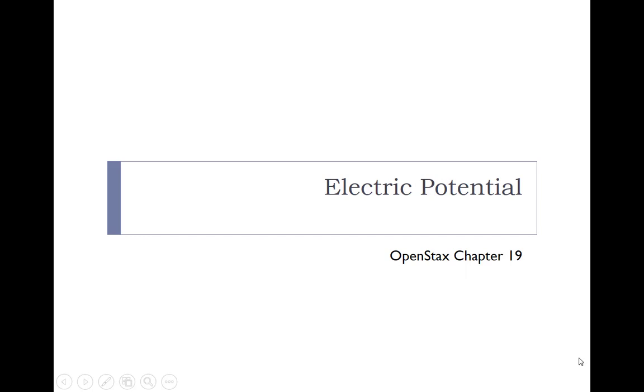Hello, welcome to the second part of our unit on electric potential. In this section, we're going to be looking more specifically at electric potential due to a point charge, but I'm going to begin with a couple of cautionary tales.